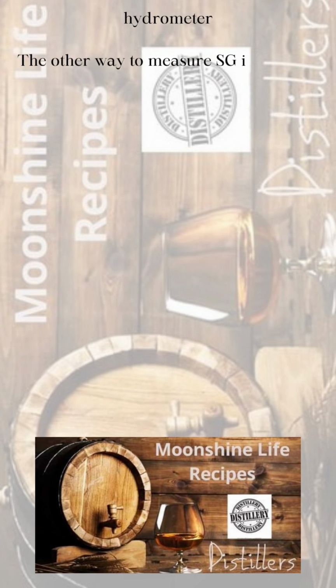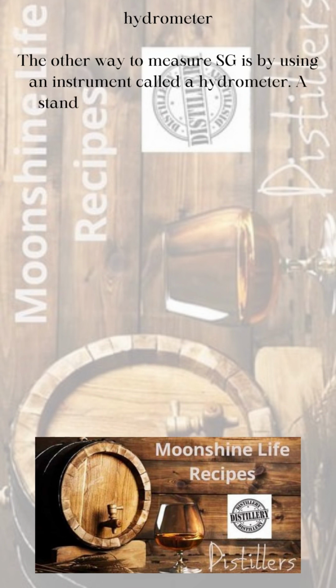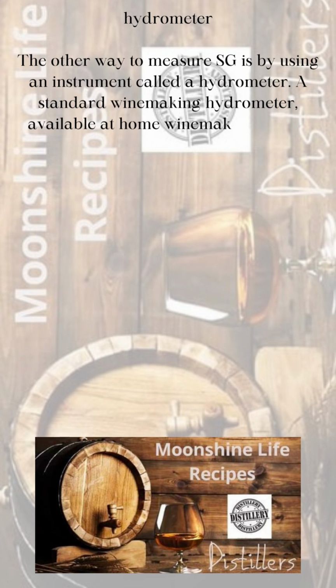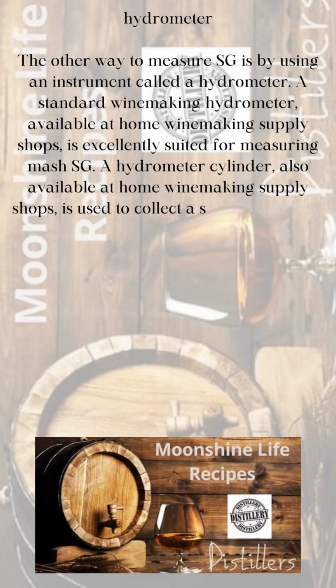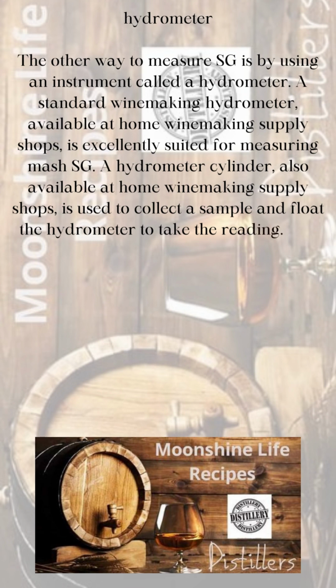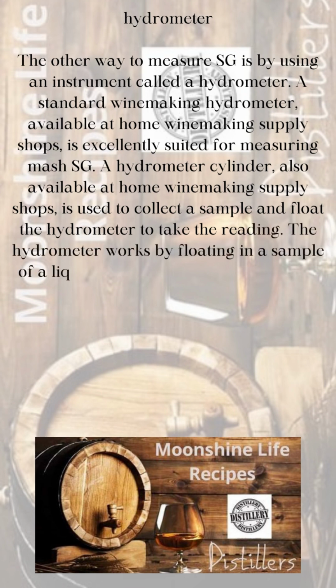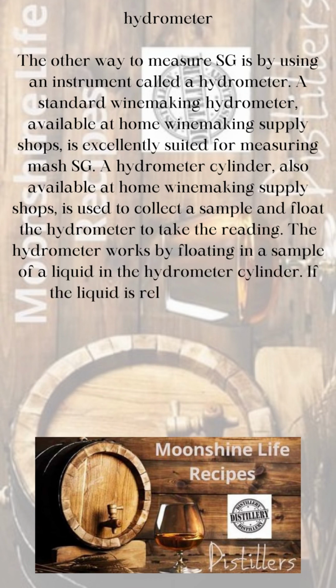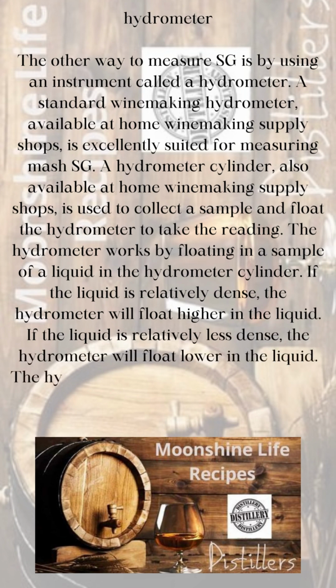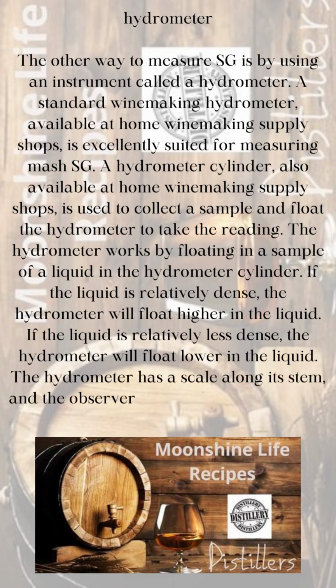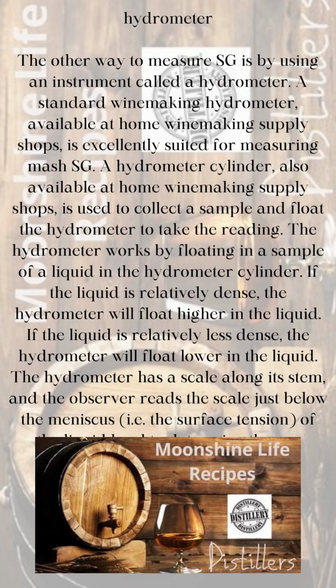Hydrometer. The other way to measure SG is by using an instrument called a hydrometer. A standard winemaking hydrometer, available at home winemaking supply shops, is excellently suited for measuring mash SG. A hydrometer cylinder, also available at home winemaking supply shops, is used to collect a sample and float the hydrometer to take the reading. The hydrometer works by floating in a sample of a liquid in the hydrometer cylinder. If the liquid is relatively dense, the hydrometer will float higher in the liquid. If the liquid is relatively less dense, the hydrometer will float lower in the liquid. The hydrometer has a scale along its stem, and the observer reads the scale just below the meniscus, i.e. the surface tension, of the liquid level to determine the SG.